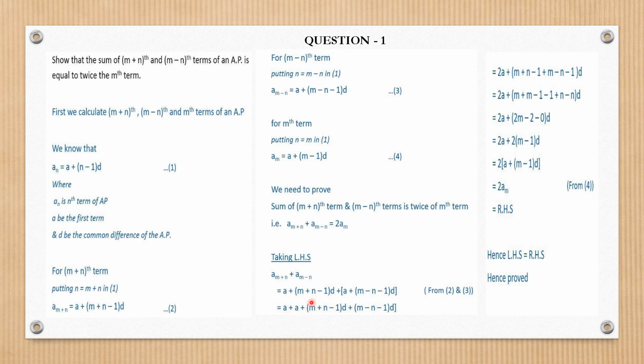I'll get 2 times a, okay, plus all these d's taken together, m plus n minus 1 plus m minus n minus 1 d. Okay. So after cancellation, it will be 2m minus 2d. So 2 can be taken common. So it is 2 times m minus 1 d. Now this 2 can be taken common out of this whole term. So 2 times it is a plus m minus 1 d, which is your mth term. So it is 2 times am. Okay. So we prove that sum of m plus nth and m minus nth term is equal to twice the mth term.